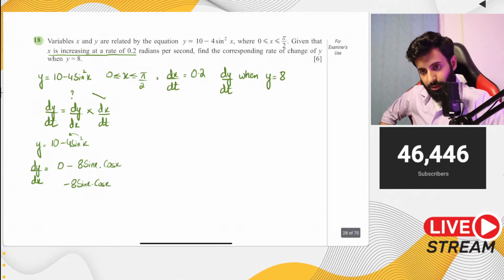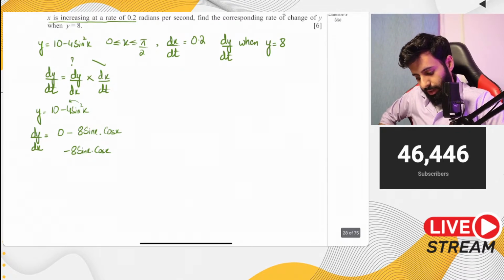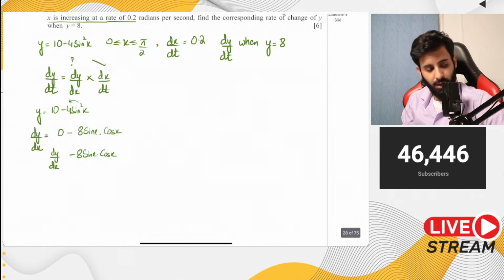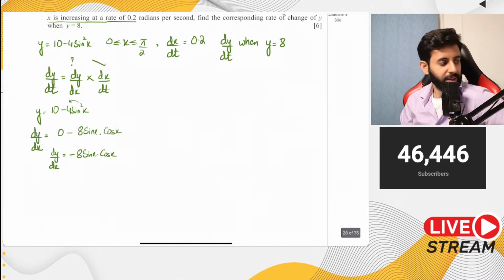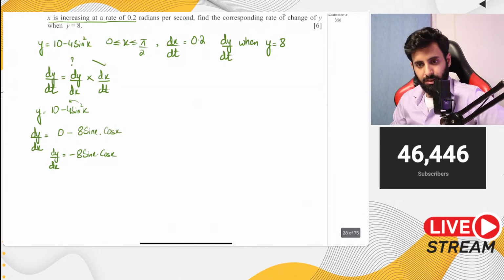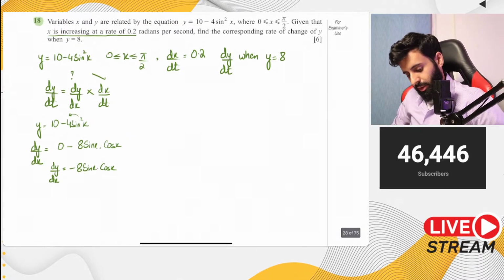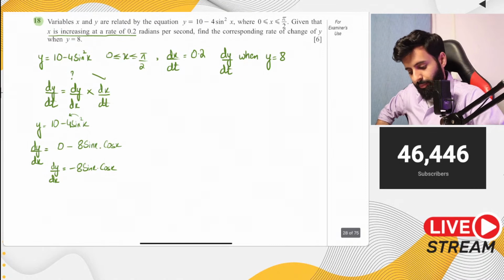Now notice that we're given the value of y. This is, by the way, dy by dx. All right, this is dy by dx. Let's write this over here nicely. Now, normally you would expect the question to give us the value of x, but that's not the case over here, sadly. So no problem. We're actually given the value of y. Now using the value of y, we can find out the value of x.